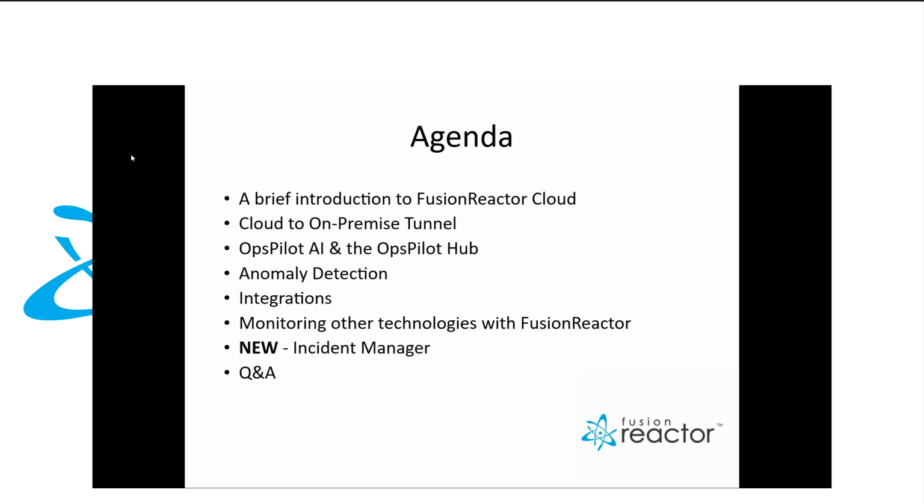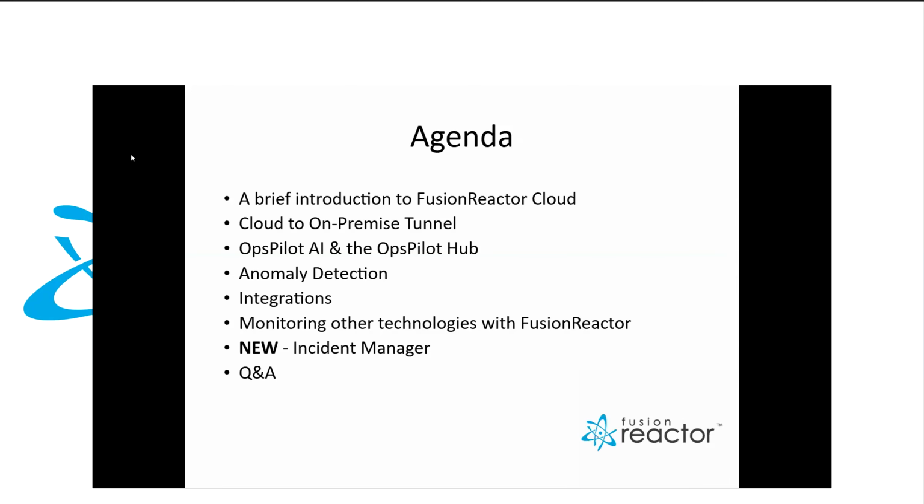So today I'm just going to cover these topics here. A brief introduction to FusionReactor Cloud, why we built it, how we use it, and the cloud to on-premise tunnel. This is something new that we've brought into the UI specifically within the cloud. Then OpsPilot AI, which I'm sure many people have heard of in the past but maybe haven't had the chance to use yet. And beyond that, the OpsPilot Hub and the power that offers to the AI.